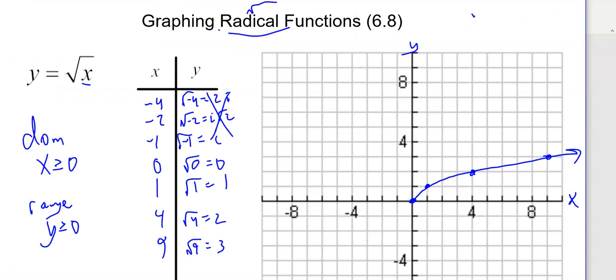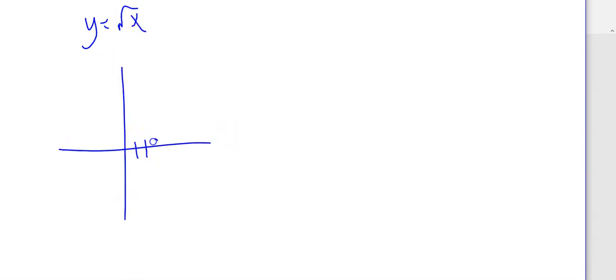So just so you know, if I said graph y equals square root of x, I would expect you to at least know these 3 points: (0, 0), (1, 1), (4, 2). The graph kind of looks like that. If you graphed it like that, that's pretty solid, right? The parent function is the one we know. Let's compare it to that one.